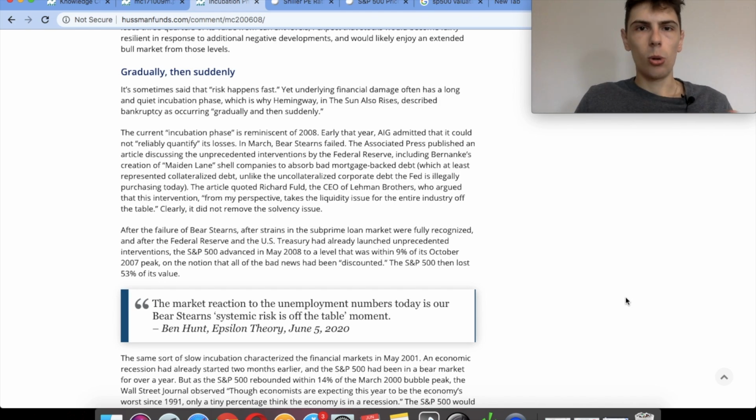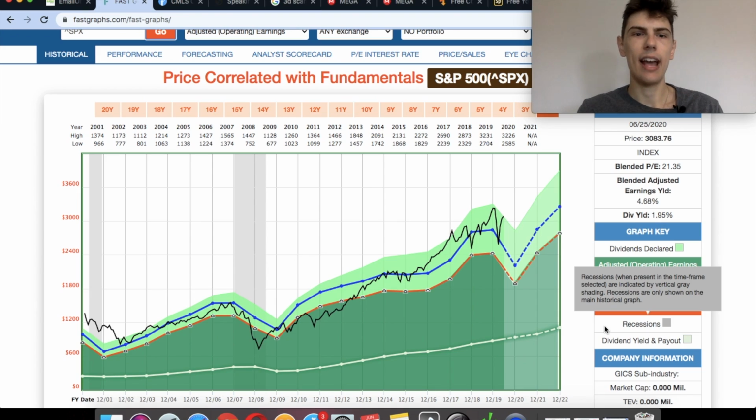So an example of this is in early 2008, right before the Great Recession, AIG, which was the insurance company that went under, that's when they first announced that they weren't sure what their losses were going to be. And after that, everything went downhill. So that's just something to keep in mind, that these events take time to fully go through. Probably not smart to think this is over just because we've seen the stock market go back up for a couple of months.